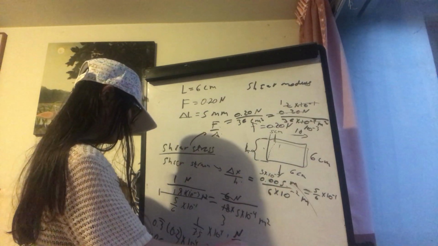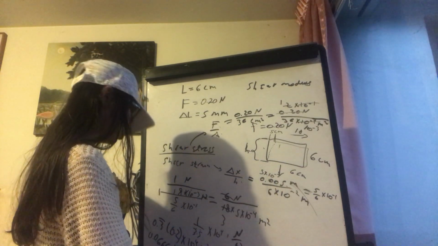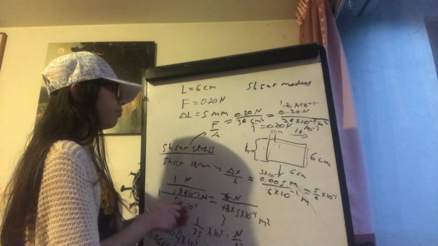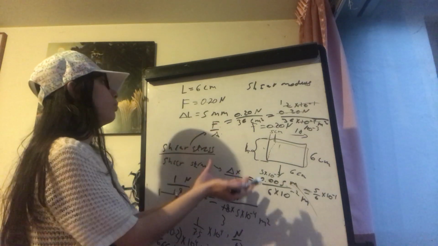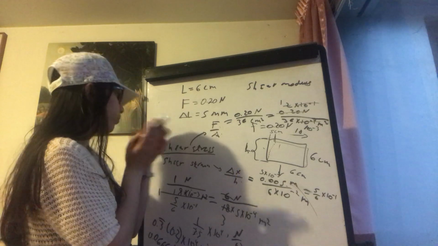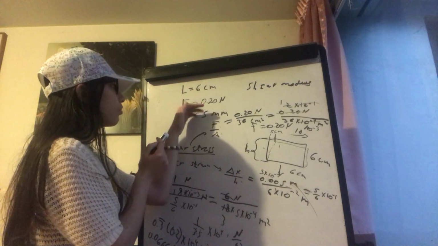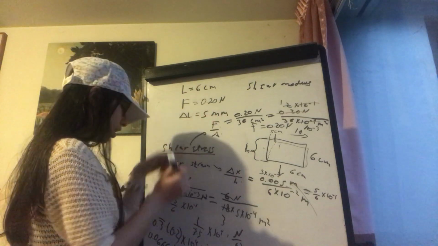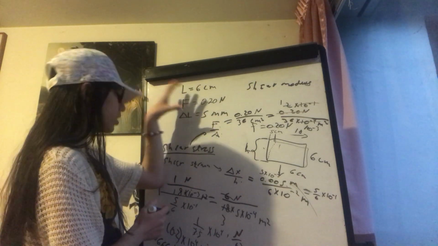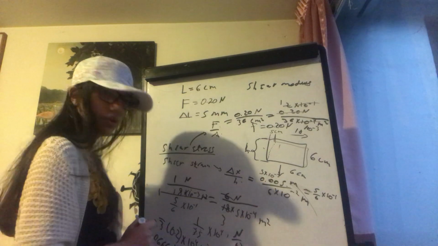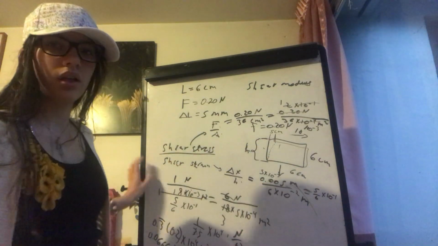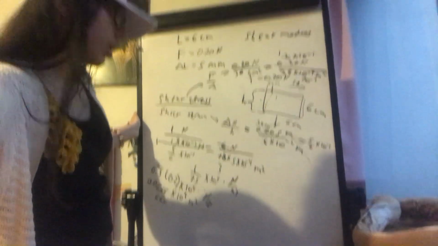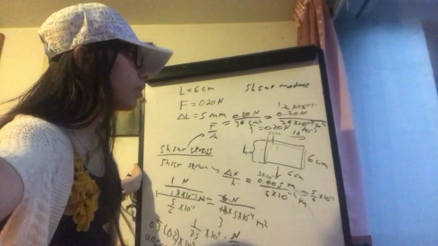Newtons per square meter. So the shear modulus of this cubic box, with the applied force of 0.20 newtons, displacement of 5 millimeters, and the length of this box being 6 centimeters, is 666 newtons per square meter.